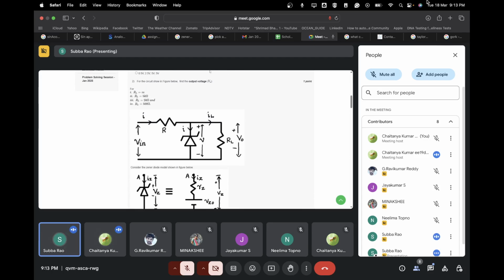Yeah. So here, basically, what they are trying to say is that they have given a VZ and this thing. Ideally, what we assume is that the Zener diode has zero resistance. So, based on this VZ and IZ, you need to find out what RZ you will get and replace that particular thing in the circuit.